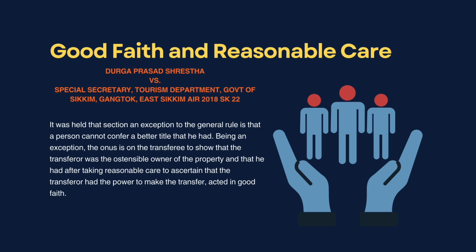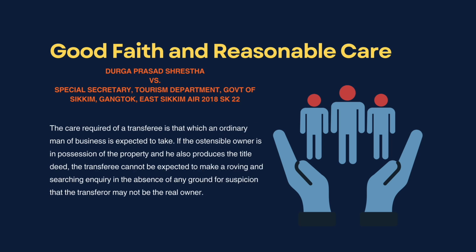Being an exception, the onus is on the transferee to show that the transferor was the ostensible owner of the property and that he, the transferee, had, after taking reasonable care to ascertain that the transferor had the power to make the transfer, acted in good faith. The care required of a transferee is that which an ordinary man of business is expected to take.